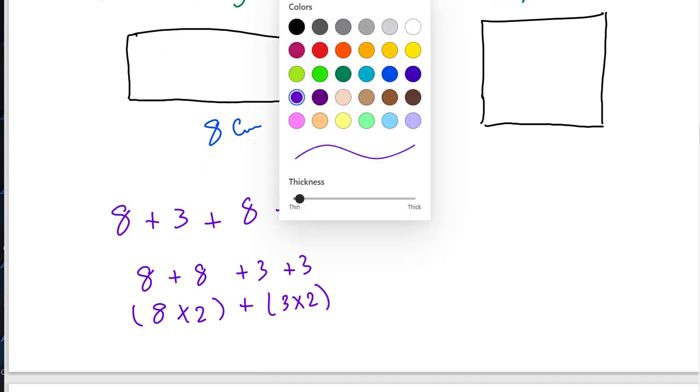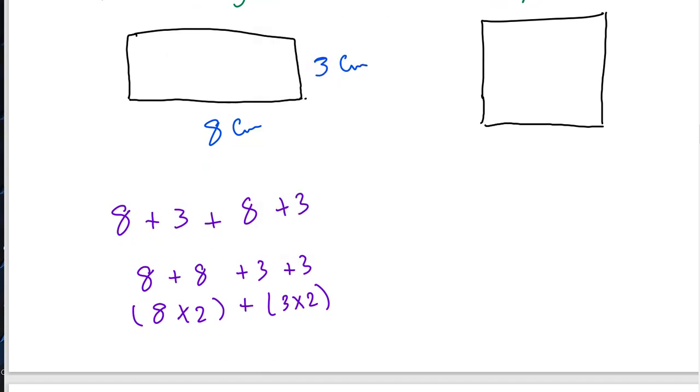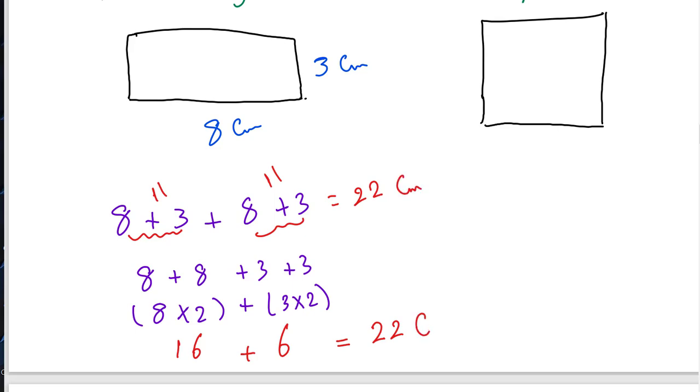Let's find any of them. The last one, 8 times 2 is 16, 3 times 2 is 6, so 16 plus 6 is 22. If you try to use it another way, 8 plus 3 is 11, and 8 plus 3 is another 11, so also 22. And use the same unit, centimeters. So this is for the rectangle.